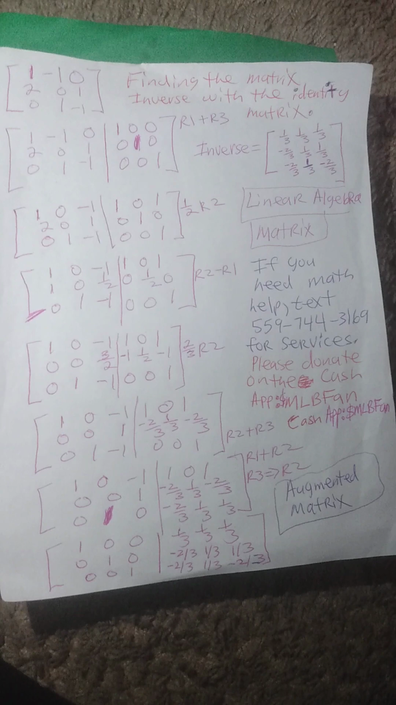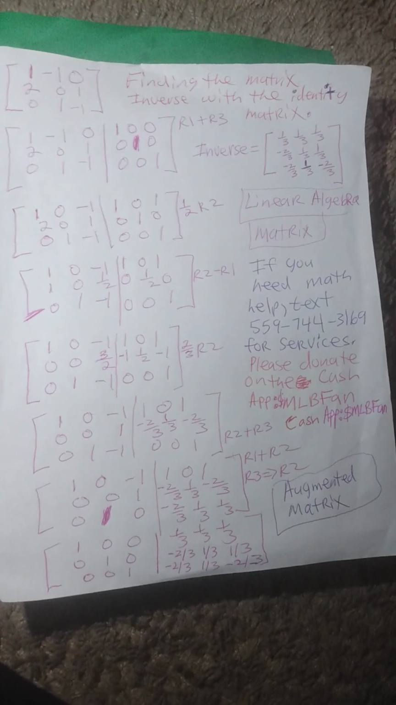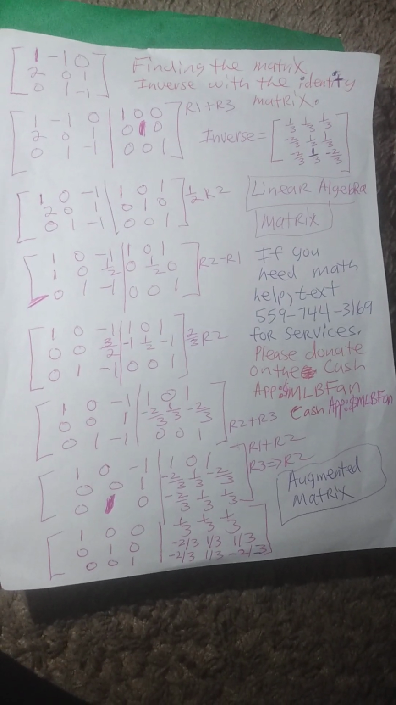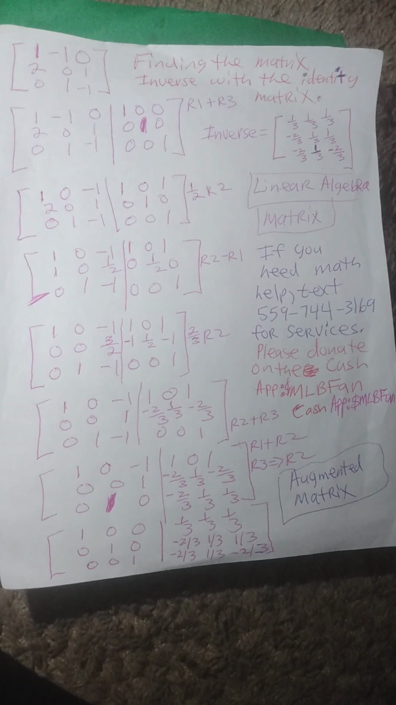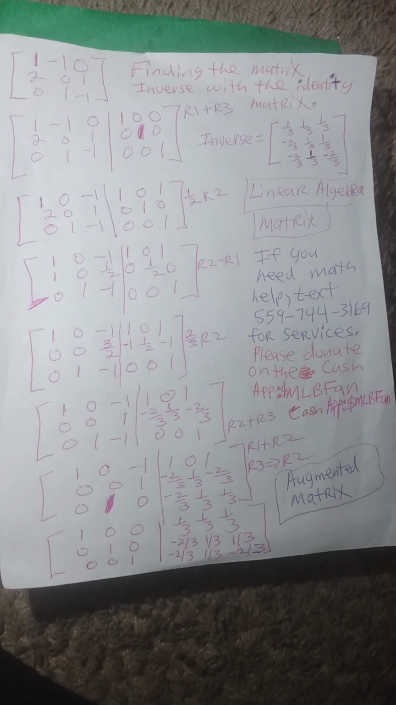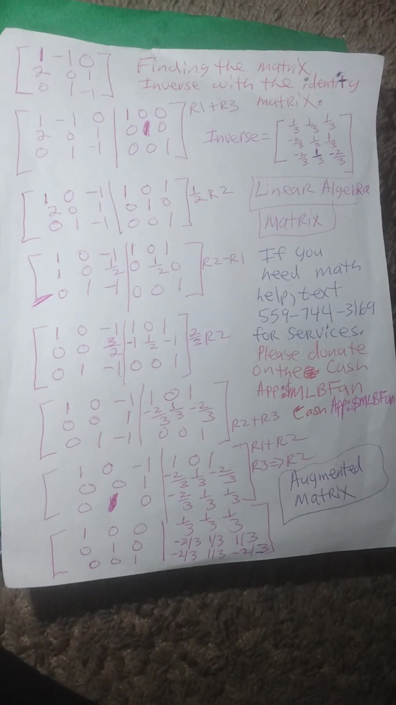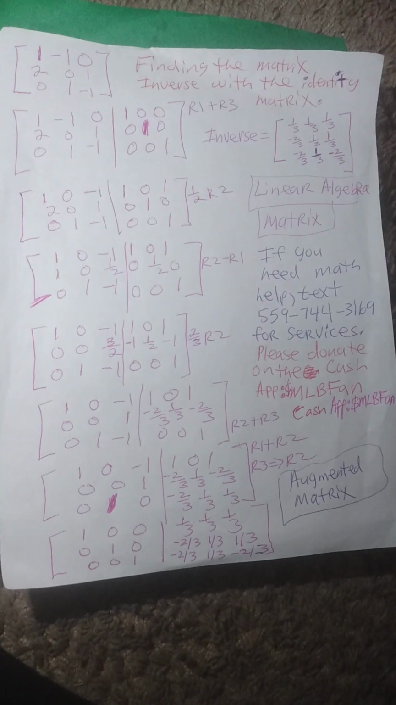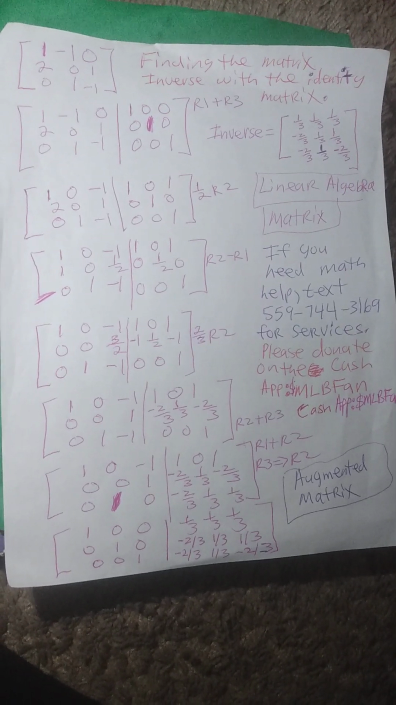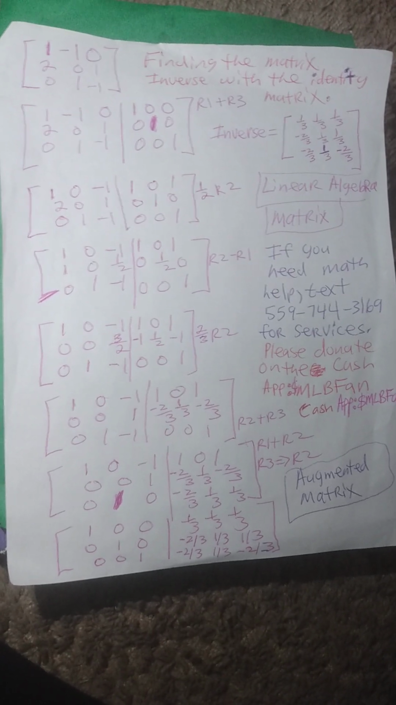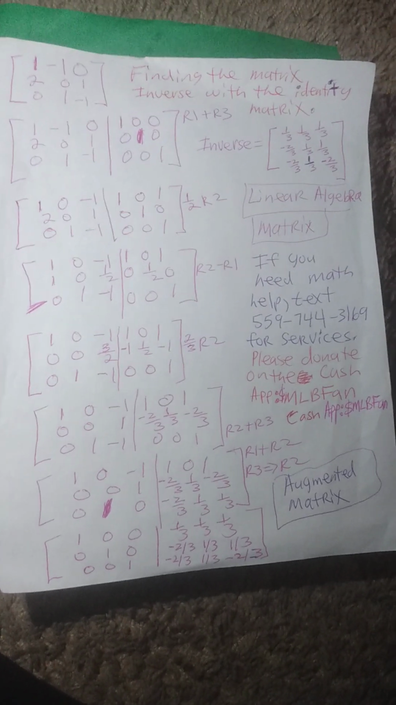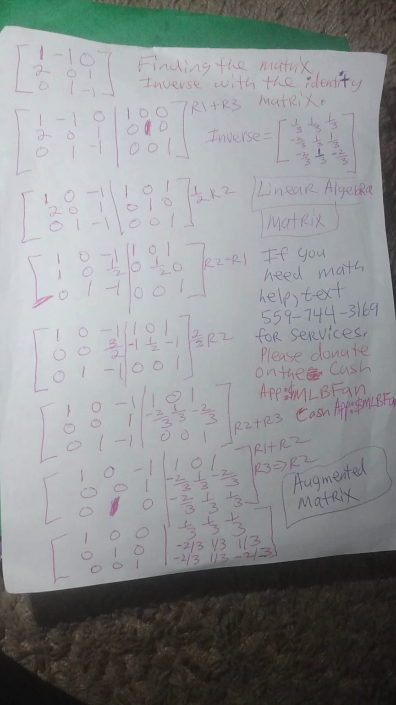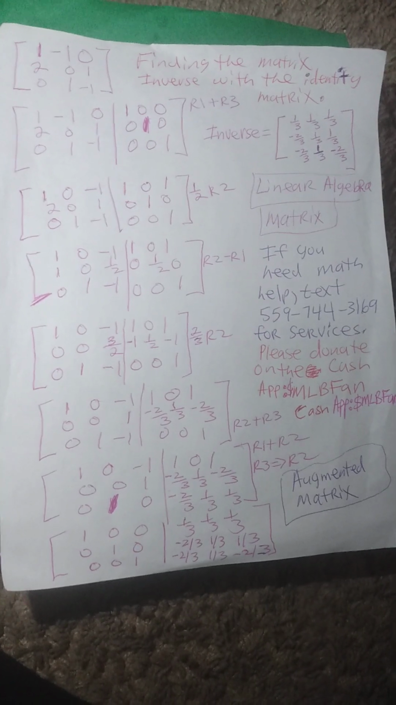Now we need to multiply row 2 by 2/3. And this will give us 0 times 2/3 is 0. 0 times 2/3 is 0. 3/2 times 2/3 is 1. Negative 1 times 2/3 is negative 2/3. 1/2 times 2/3 is going to reduce to 1/3. And negative 1 times 2/3 is negative 2/3. So our new row 2 is going to be 0, 0, 1, negative 2/3, 1/3, and negative 2/3.